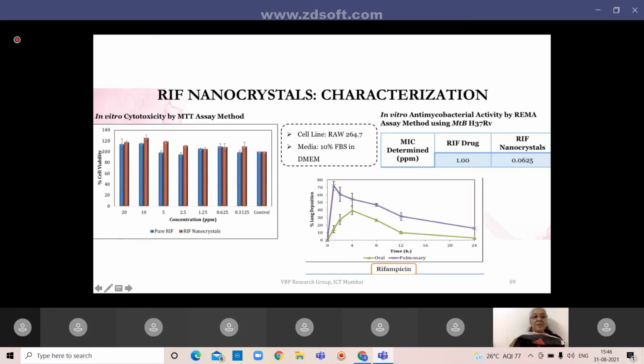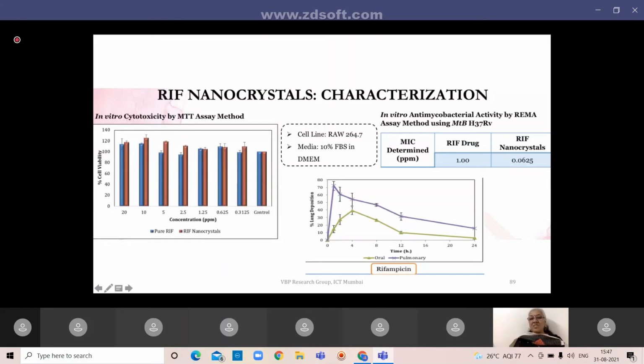We looked at in vitro cytotoxicity also by MTT assay in the RAW cell line. Of course, that's a cell line for lungs. It shouldn't be that it is efficacious but kills my normal cells. So that was not happening. And not only that, look at this graph. When you give it orally, Cmax comes later, and of course, levels are there for a long period of time. But when you give it in a site-specific fashion, lung deposition is much higher.